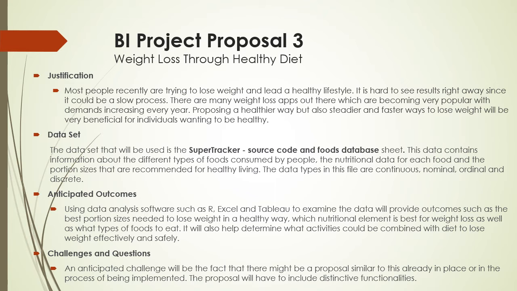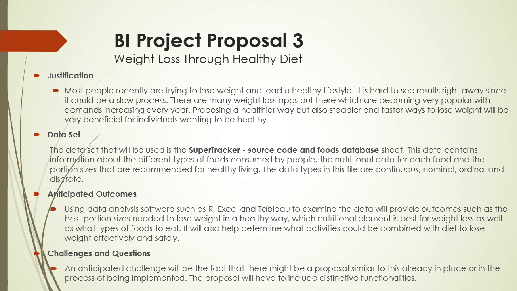So the data set here is the Super Tracker source code, also from the catalog.data website. This data contains information about the different types of foods consumed by people. It contains nutritional data like proteins and vitamins, like protein percentage, vitamin percentage, all those kinds of nutrients. It also contains the portion sizes for each food listed under most of the columns.